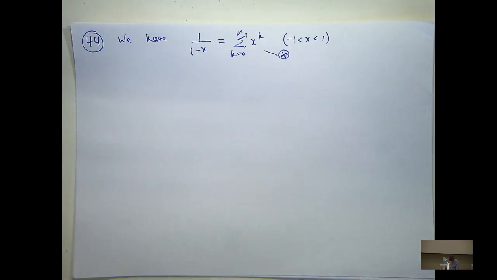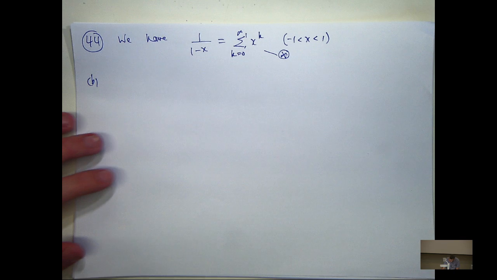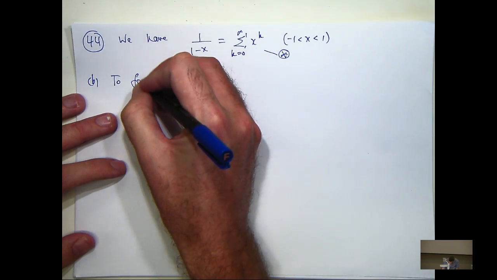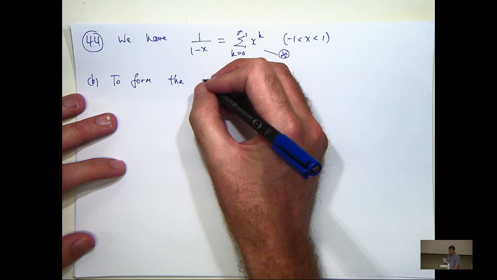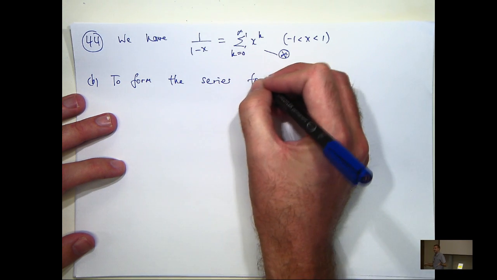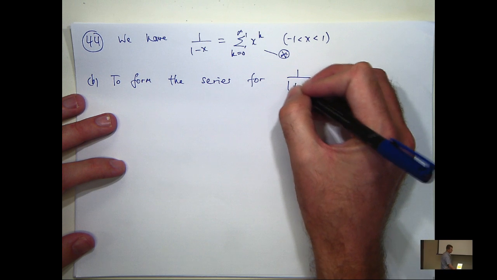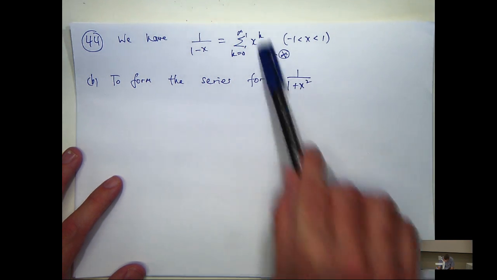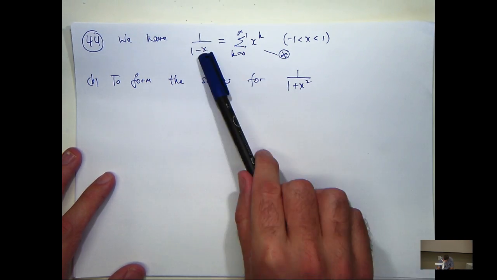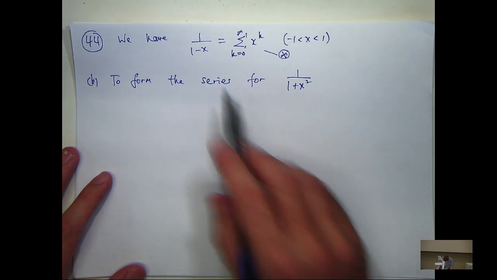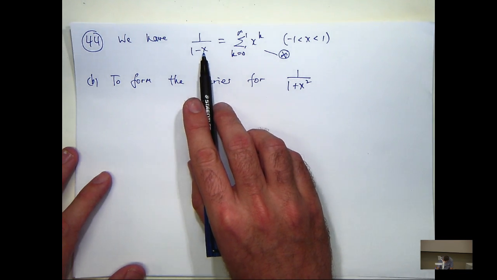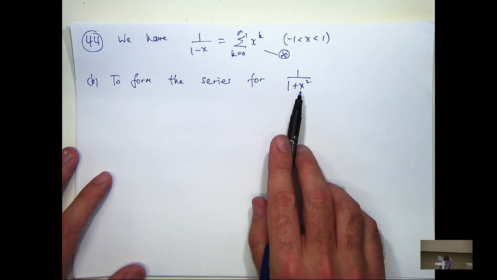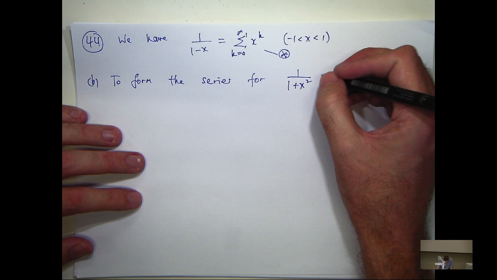So let's call this star. And we're asked to form a power series for 1 on 1 plus x squared. So I'm doing part B now. Any ideas on how we can form the power series for 1 on 1 plus x squared from that? Yeah, substitution. So what we could do up here is replace x with minus x squared, right?